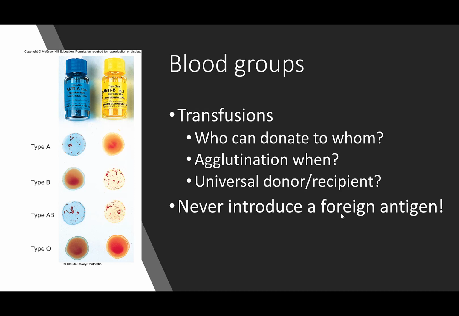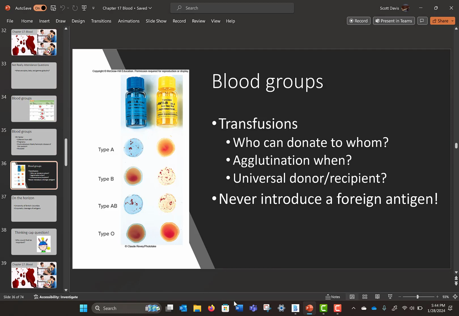You can put blood into a person safely even if they don't match exactly, as long as you do not introduce a foreign antigen. Because if you introduce a foreign antigen, you get agglutination. And that's what we see over here. Agglutination is when the blood starts to clump together. So let's go back and do a little bit more drawing.